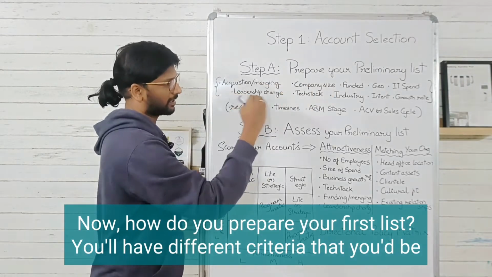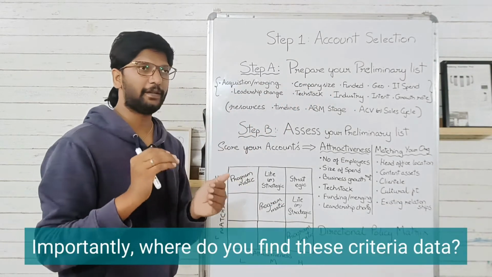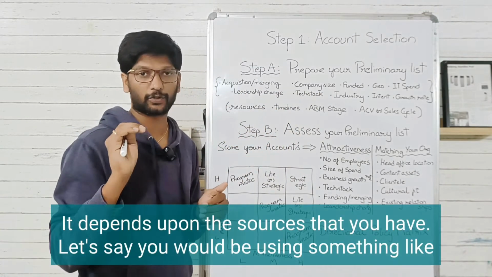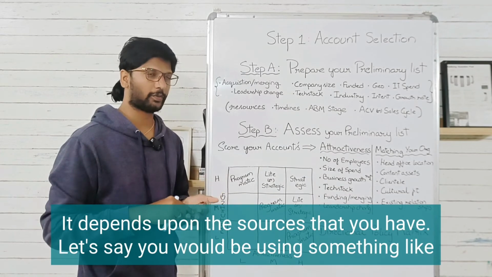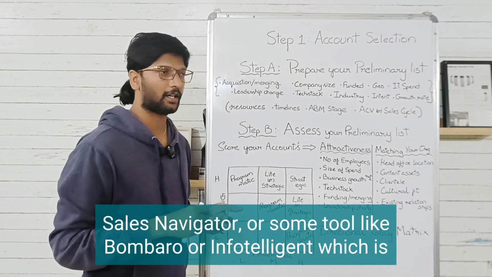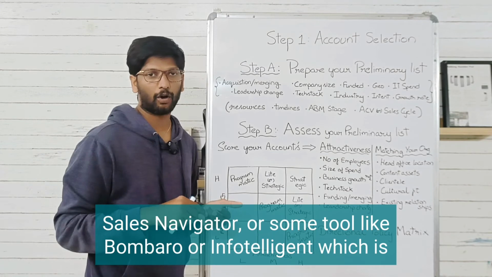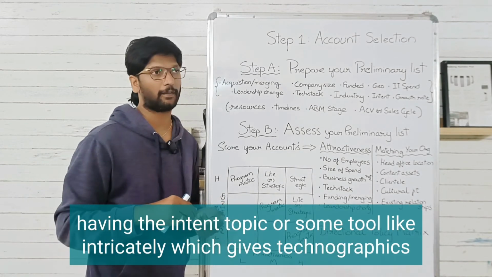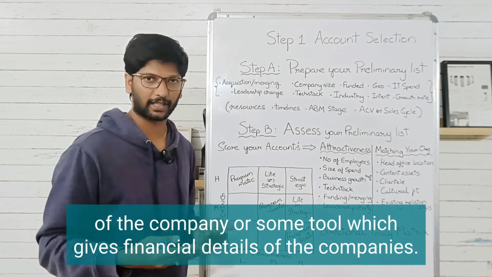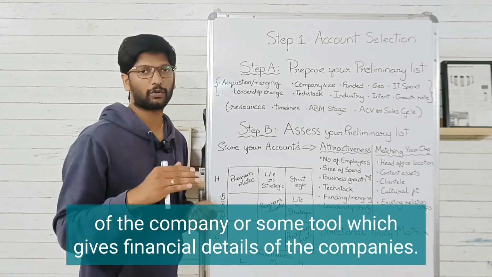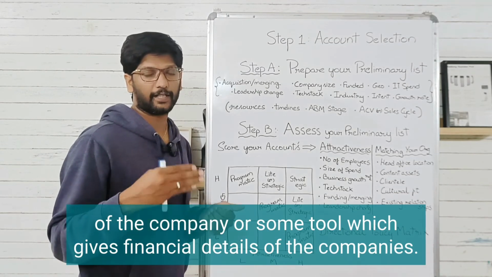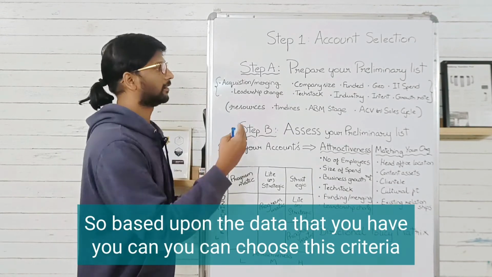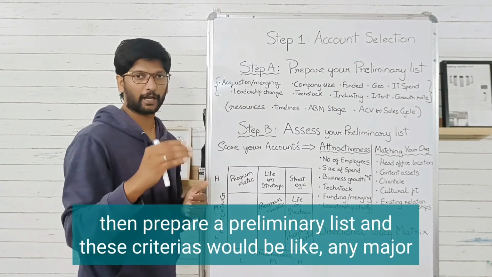You'll have different criteria that you would be looking at, okay? And very importantly, where do you find this criteria data? It depends upon the sources that you have. Let's say you would be using some tool like Sales Navigator or some tool like Bombora or InfoTelligent, which has intent topics, or some tool which gives the technographics of the company, or some tool which gives financial details of the companies. So based upon the data that you have, you can choose these criteria and then prepare a preliminary list.